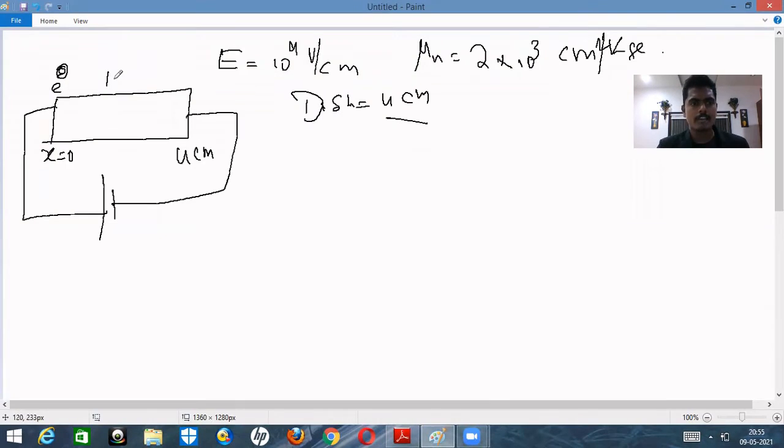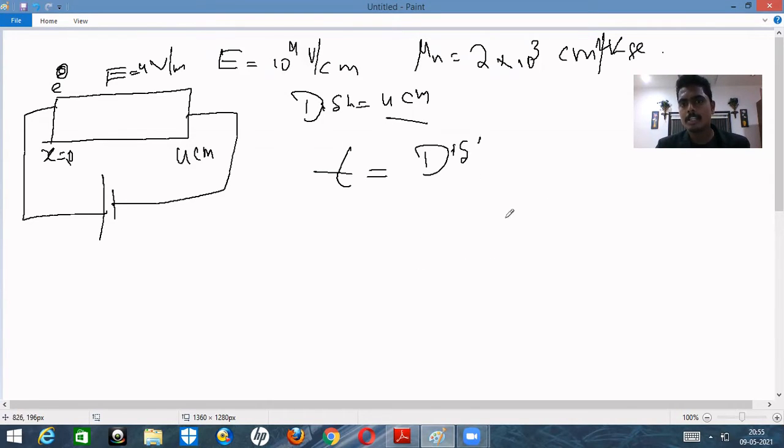Of 4 centimeters. They have not given the potential, right? So there is an electric field intensity in the semiconductor slab. If the electron wants to move from 0 centimeter to 4 centimeter, how much time is required? They're asking that. And we already know the time value, what is the formula for time?